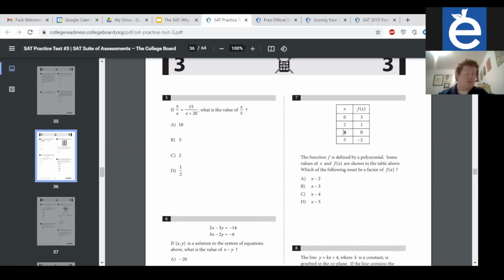Whatever input you've plugged in has canceled out one of your terms to make it a 0. You've crossed the x-axis, you have an x-intercept. So if we plug in x equals 4, that means it turns that term into 0. When it asks us, "Some of the values of x and f of x are shown in the table above, which of the following must be a factor of f of x?" What has to be one of the terms? It has to be x minus 4, because 4 minus 4 is 0. That's going to turn our whole polynomial into 0, no matter how many terms we have, no matter what.